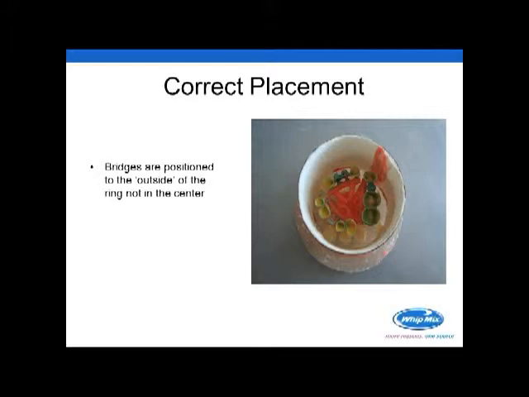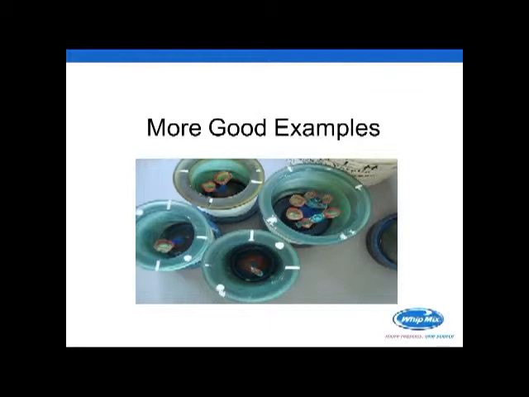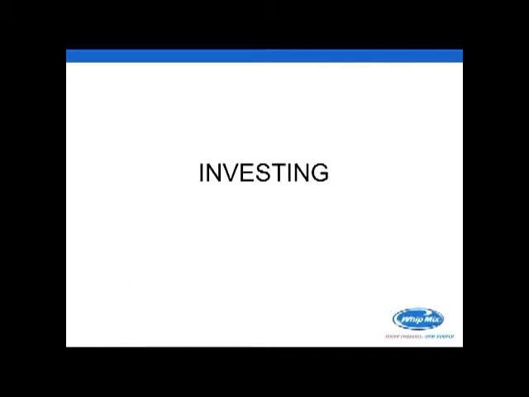This is going to allow them to cool sequentially as they should and give you better casting. There's some more good examples of pattern placement in the rings. You'll notice that the bridges are to the outside, and even the single units down to the lower left and the bottom of your screen there, you'll see are not directly in the center of the ring. They've been placed to the outside of the ring. This will give you better cooling of that pattern.